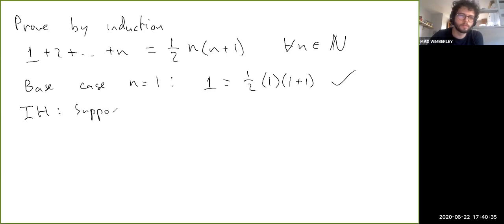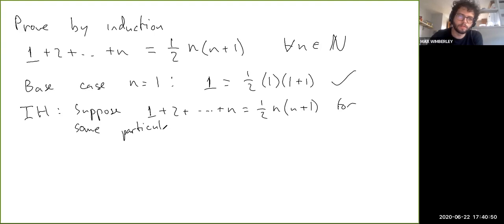Suppose 1 plus 2 plus ... plus n equals 1/2 n times n plus 1 for some particular n in the natural numbers. Okay, this is weak induction, by the way.